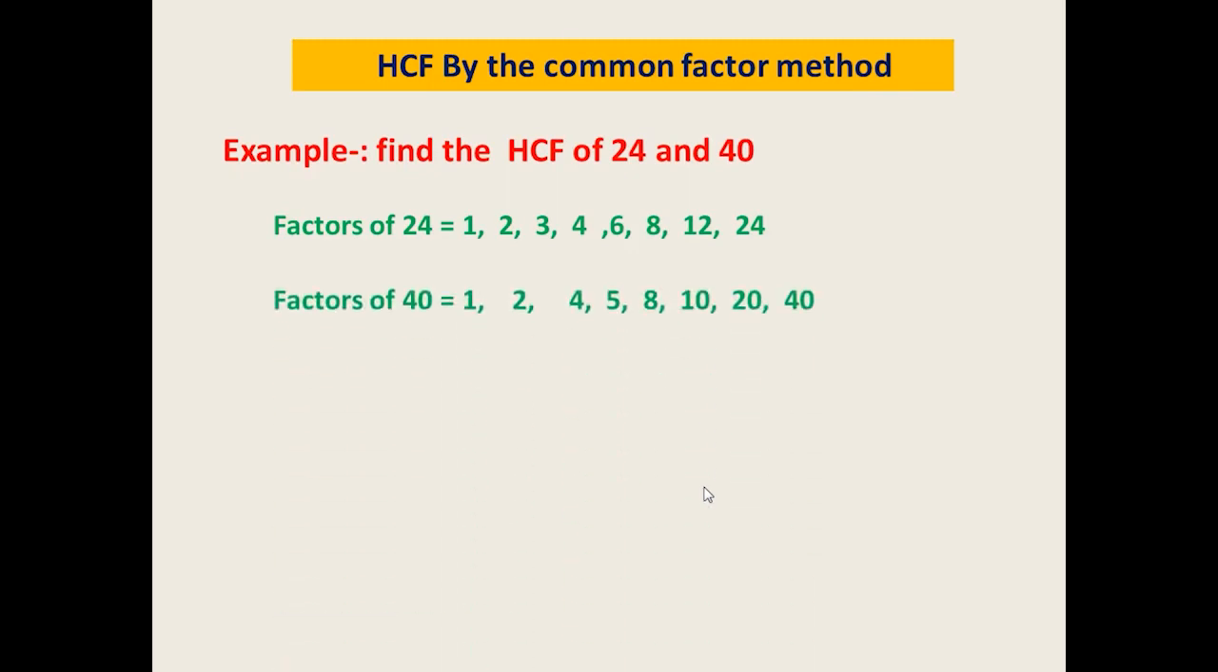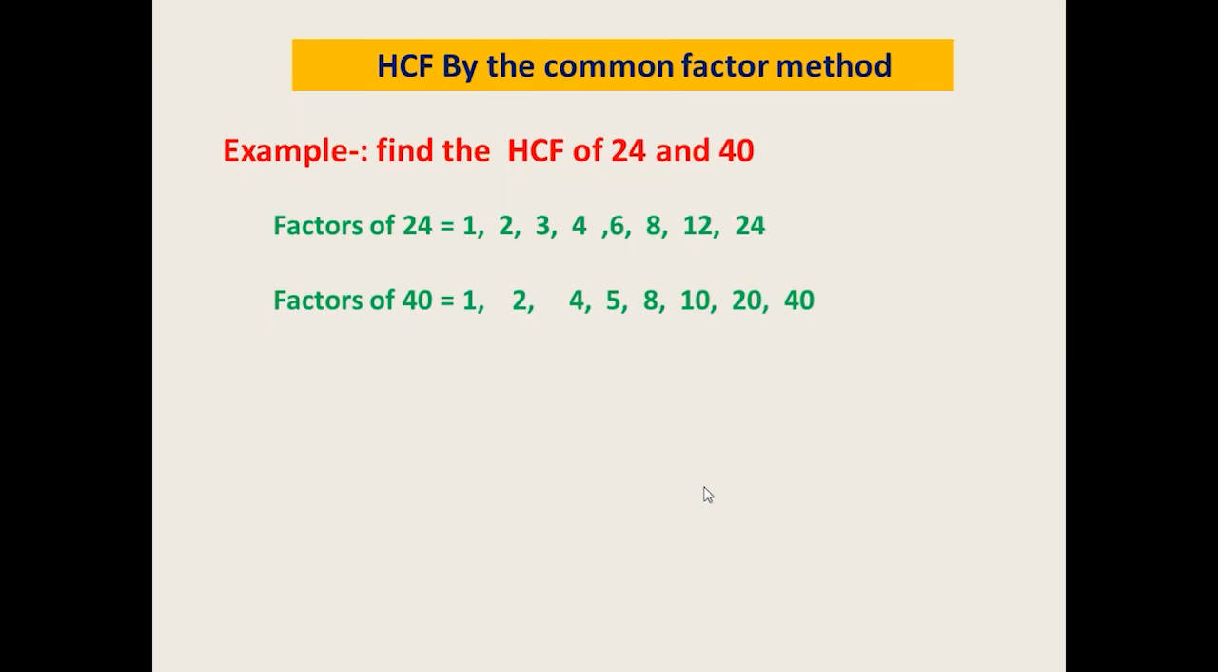Now, factors of 40 are, in the table of 1, 40 comes, in the table of 2 also 40 comes, in the table of 4 also 40 comes, in the table of 5 also 40 comes, in the table of 8, 10, 20 and 40. So, these are the factors of 24 and 40.